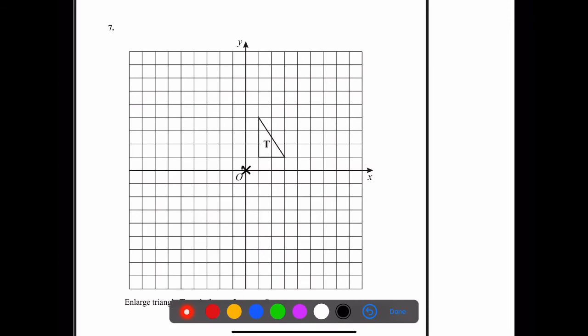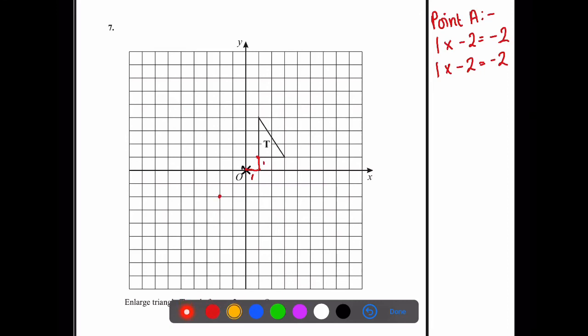So what you're going to do is this: to get from here to here was 1, 1. So point A will be 1 times -2 because that was our scale factor. And again, 1 times -2 because that was our scale factor. So we're going to go from point 0 and we're going to go -2, -2. So -1, -2, -1, -2. So our new triangle will start there.